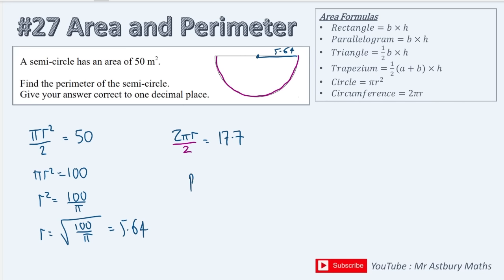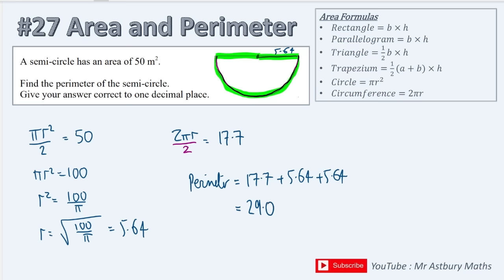Okay, so the total perimeter is going to be the arc, which is 17.7, plus the radius, plus another radius. And that will take me all the way around the shape. So we have the arc there, we have a radius, and we have another radius to complete the shape. And this gives me 29.0 meters.